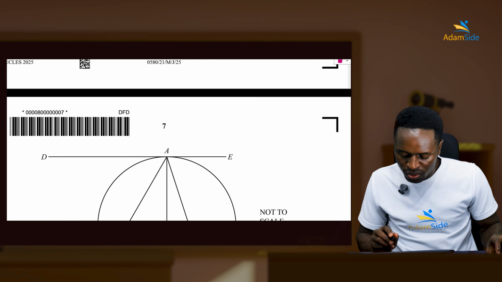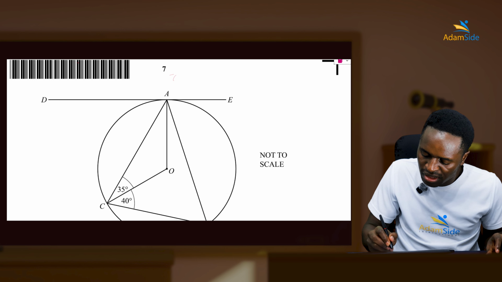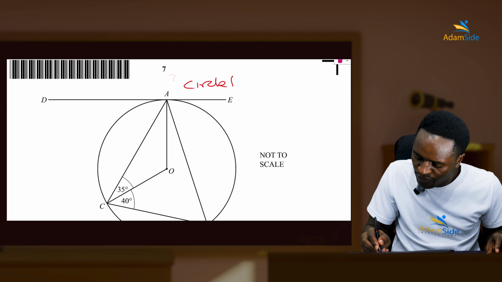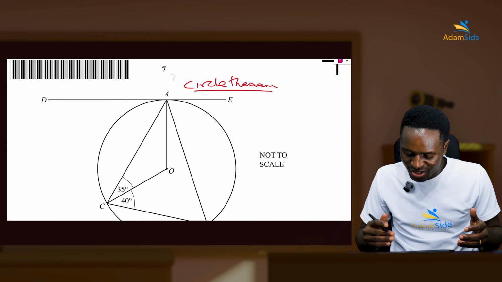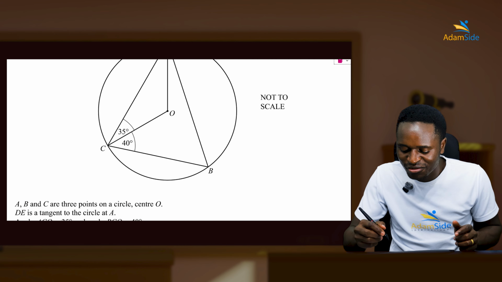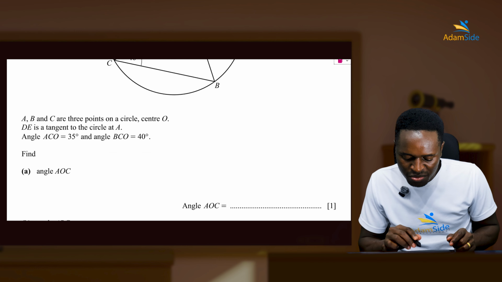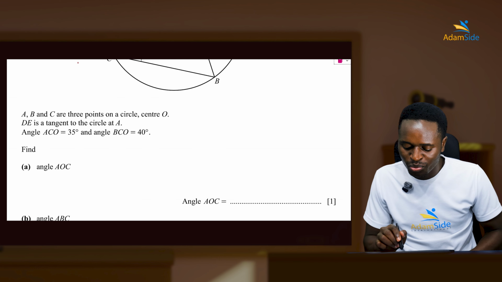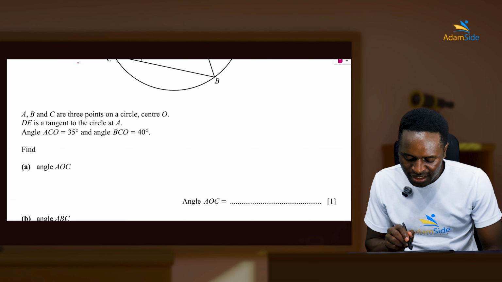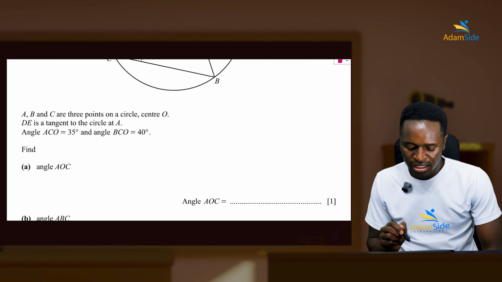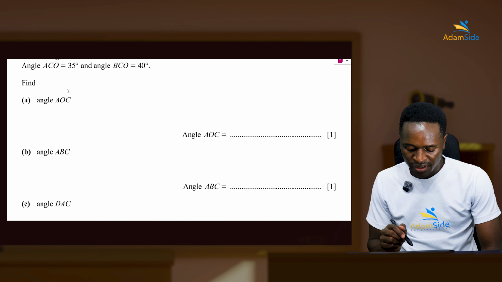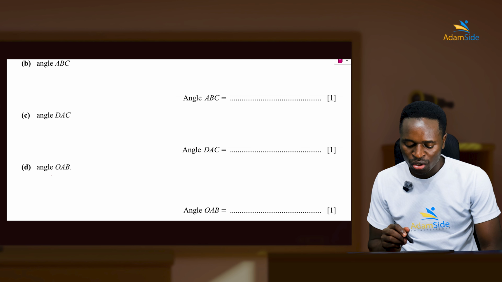Correct. And then we go to circle theorem. This is called the unit of circle theorem. Here we're being asked to solve questions in circle theorem, properties of lines. A, B, and C are 3 points on a circle, center O. DE is a tangent to the circle at A. Angle ACO is equal to 35 degrees, and angle BCO is equal to 40 degrees. Find angle AOC, find angle ABC, and then find angle DAC, and then find angle OAB.